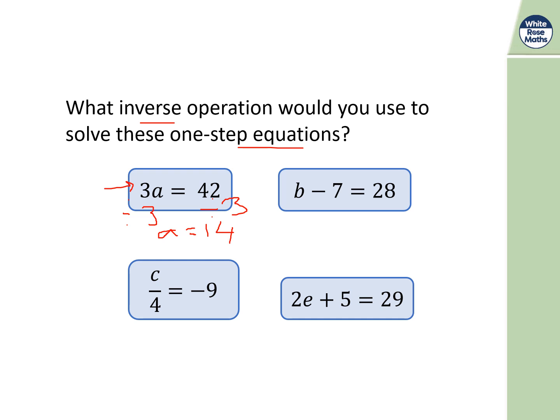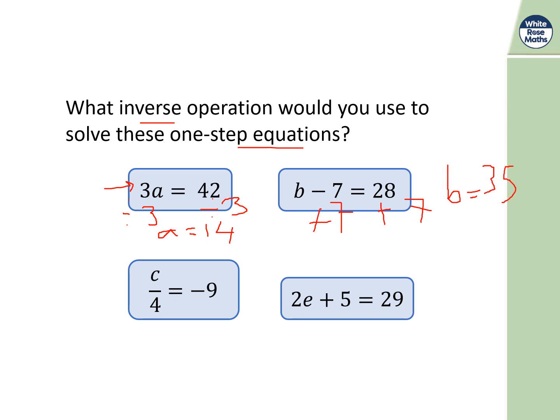Sorry about this, guys. For this next one, the opposite of minusing 7 is to add 7 to both sides. Sorry about my coughing, guys, I apologise. b is equal to 35.